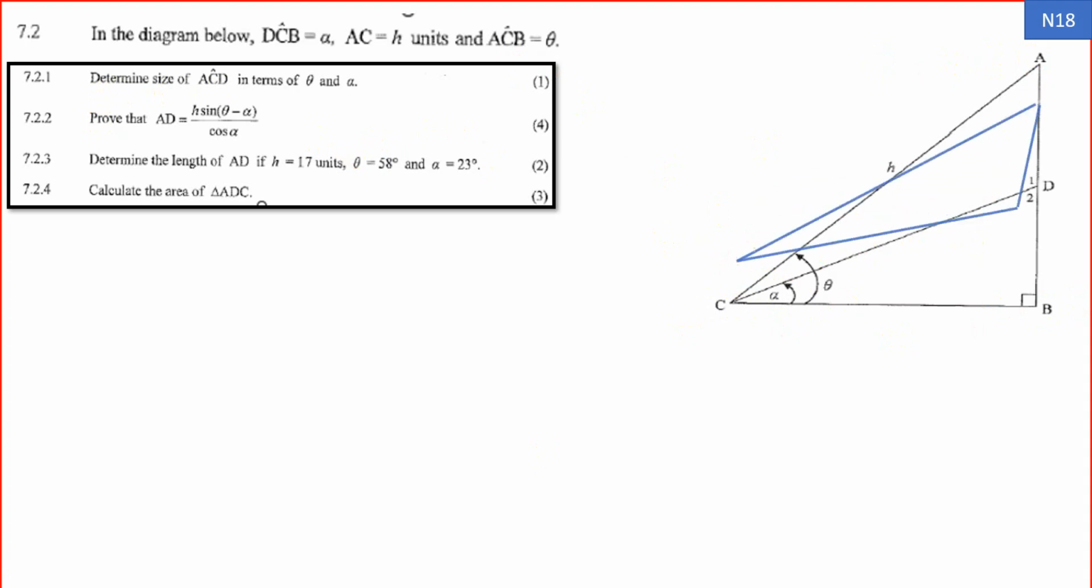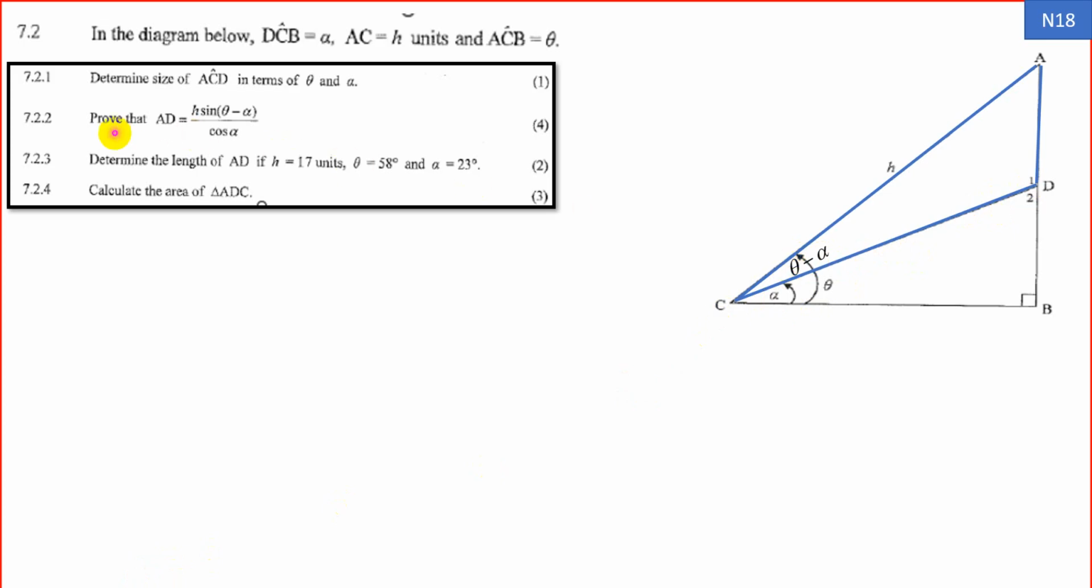And if we look at the triangle ACD, we're trying to find the angle. All we have to do is subtract theta, subtract alpha, and here we have it, and we have the angle ACD.